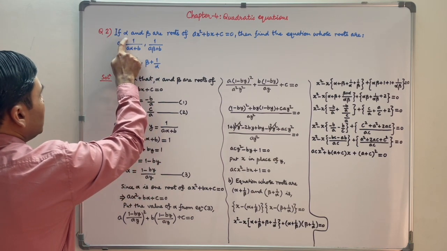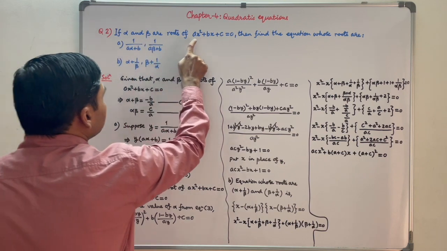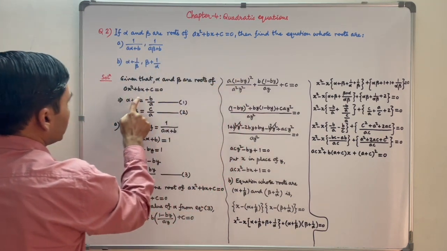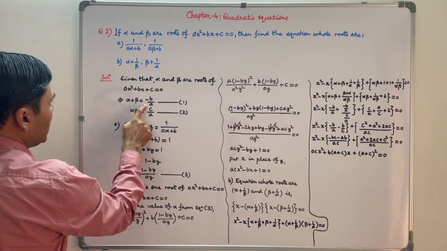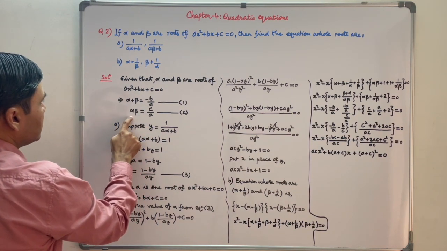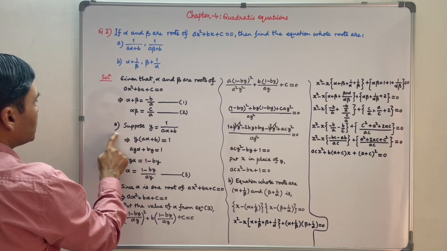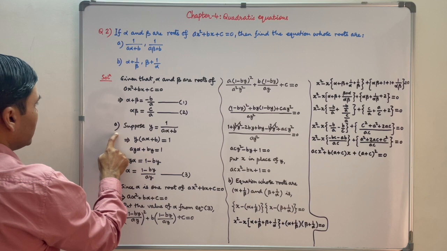It is given that alpha and beta are roots of ax square plus bx plus c is equal to 0. So we can write alpha plus beta is equal to minus b by a and alpha beta is equal to c by a. Part A. We will apply transformation of an equation method here.